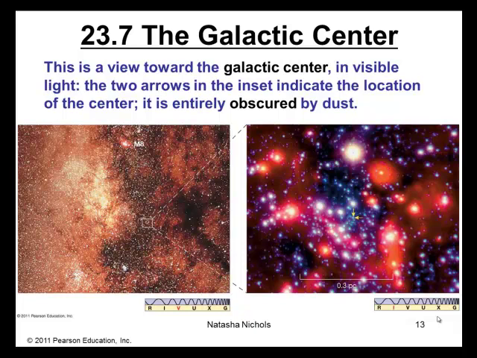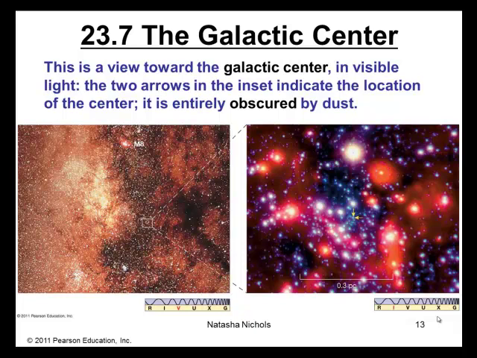This is a view toward the galactic center in visible light. The two arrows in the inset indicate the location of the center. It is entirely obscured by dust. Because of this heavy obscuration, even the largest optical telescopes can see no further than 1/10 the distance to the center.